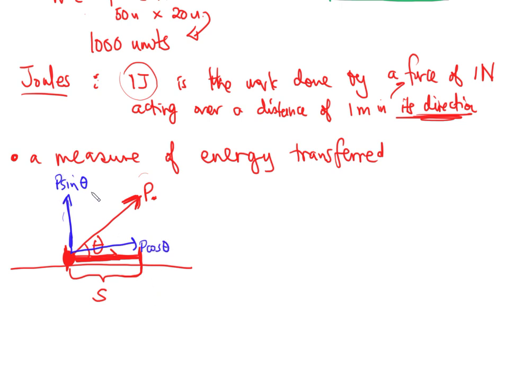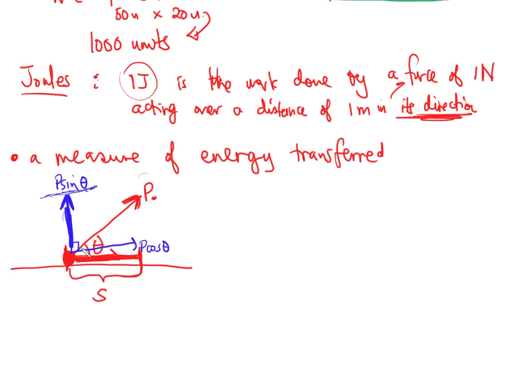Does the component P sine theta do any work on this object? No. Look at the direction of P sine theta. It's upward, but our object is moving a distance of S in the horizontal direction. P sine theta is vertical, so there is no work there. They're at 90 degrees. They don't affect each other at all. So P sine theta is actually wasted when it comes to work on this object. It has nothing to do with the work being done.